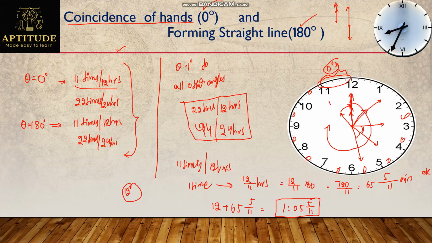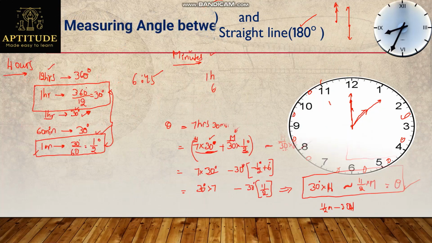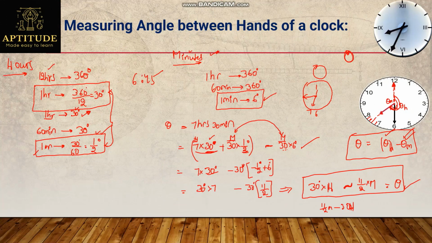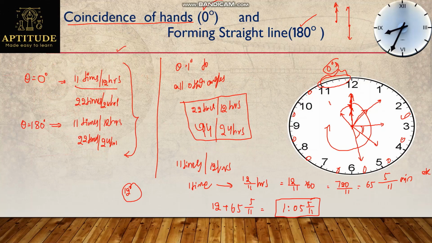So that's it for this video, friends. I hope everyone is clear on this one. Let me just say what we discussed in this video. We discussed mainly measuring the angle between the hands of a clock with the general logic as well as with the formula. And we also discussed the coincidence of hands and forming straight lines. We'll be solving problems on this in the coming videos.